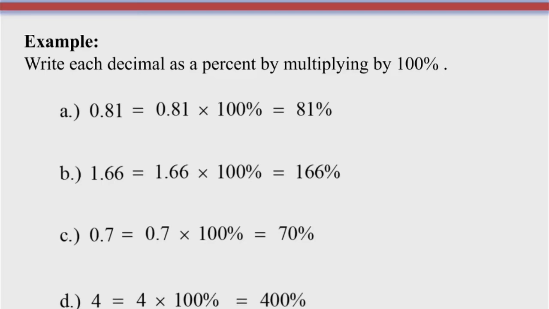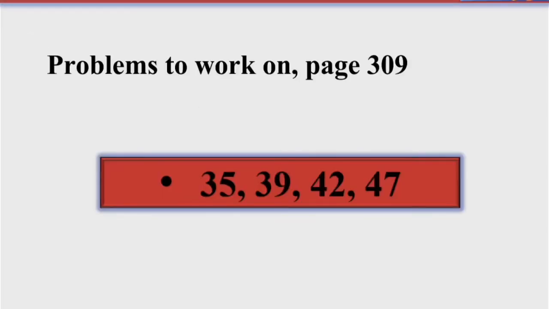Okay, here are some problems that you can work on, and after you're done working on them by yourself, then go ahead and look at my solutions. Okay, in these problems, we're switching from decimal to percent, and the way we do that is we basically multiply each number by 100 and add a percent sign.